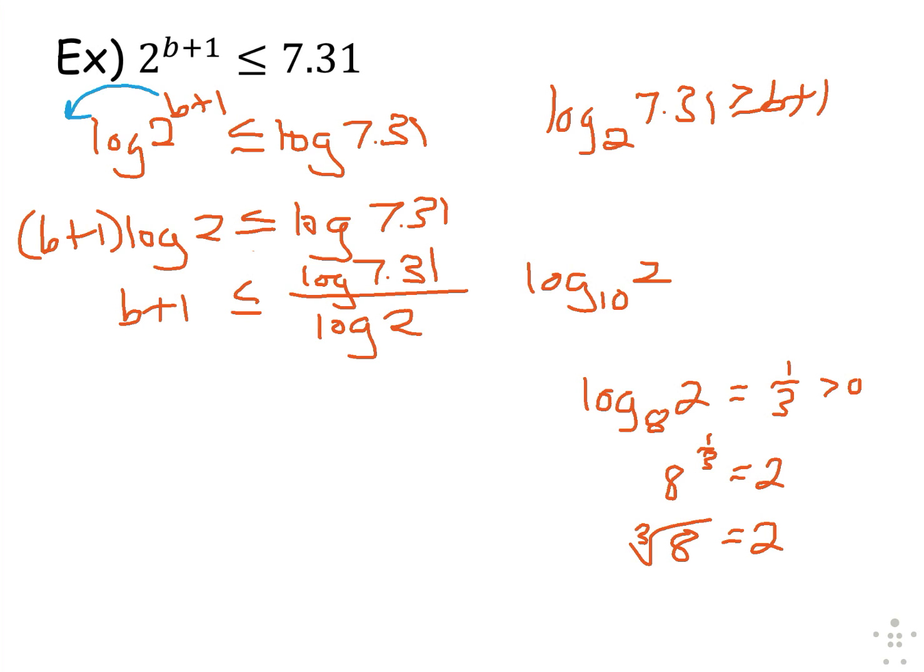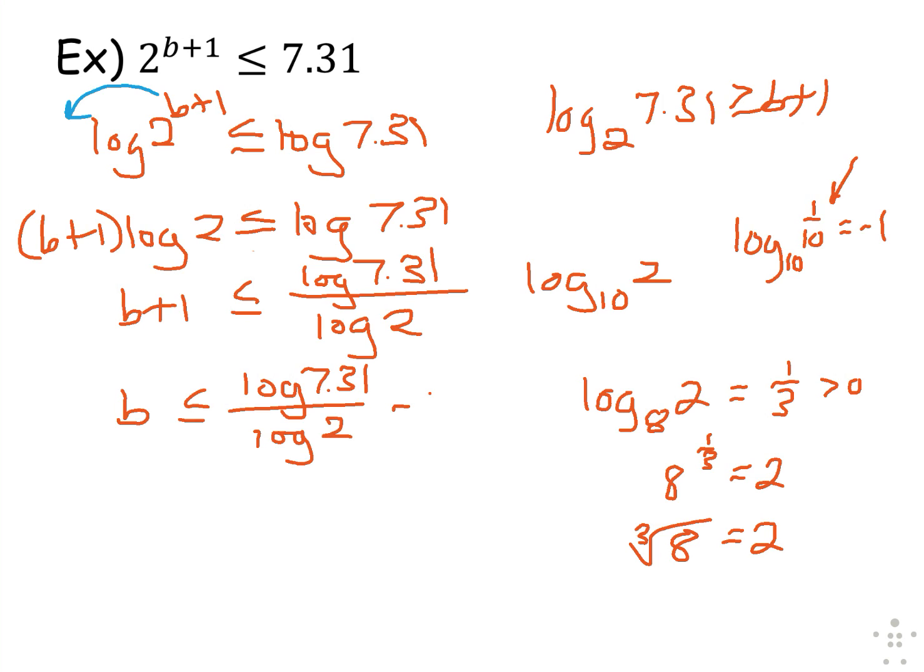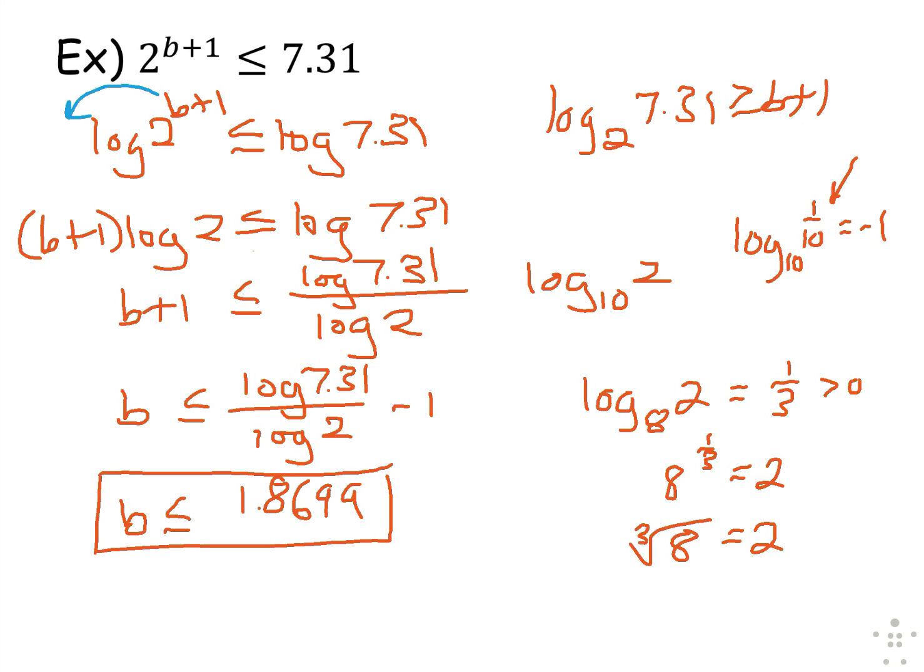What it would look like is the common log of a fraction, let's say 1/10. Because now we're asking ourselves, what do you do to get from the base of 10 to 1/10? Well, that's when you need negative exponents to get that reciprocation going. So now we just subtract 1. Go to the calculator. Rounding to 4 decimal places, we arrive at approximately 1.8699. B is less than or equal to that value.